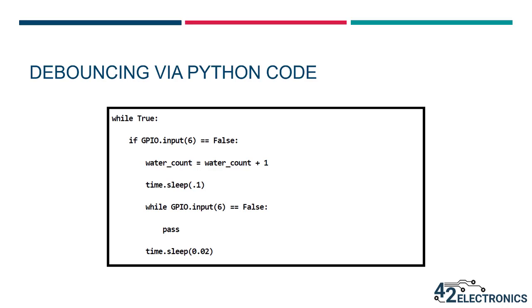As long as GPIO 6 remains low, the program will remain stuck in this while loop doing nothing and not adding to the water count variable. As soon as GPIO 6 is no longer false, the rest of the initial if statement will run. The final time.sleep at 0.02 was added to debounce the opening of the switch, as without the delay, the bouncing during release of the switch might cause water count to be increased unintentionally.